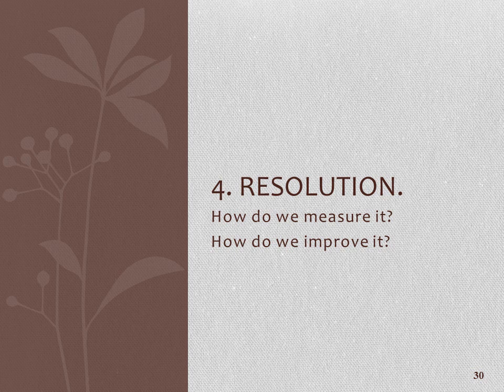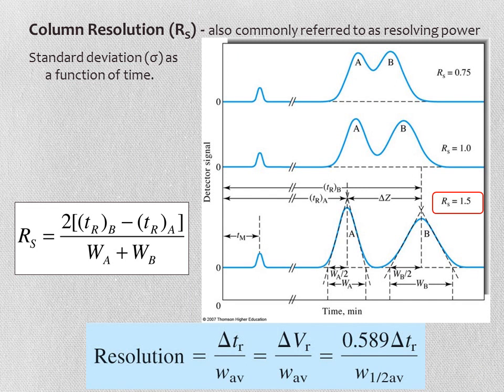All right, now to resolution. Resolution is the thing that we can picture because we're talking about how well separated our peaks are. So how do we measure resolution and how do we improve resolution? Usually, we can picture resolution a lot better than we can do the math. So the picture here on the right has 3 different resolutions. The top one is a resolution of 0.75. The middle one is a resolution of 1, and the bottom one is a resolution of 1.5. We're usually looking for 1.5 or larger as our resolution.